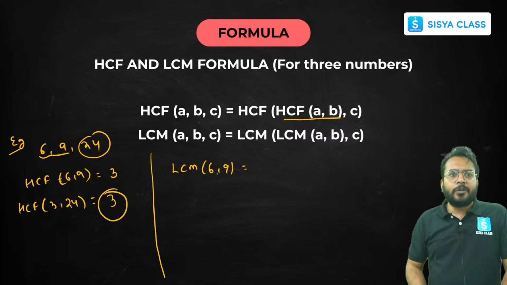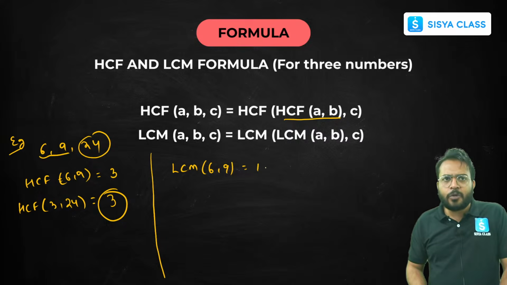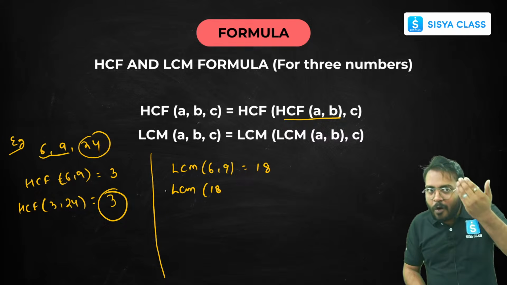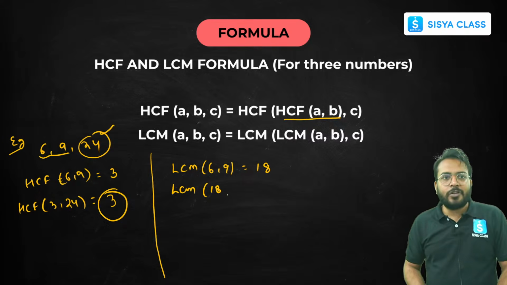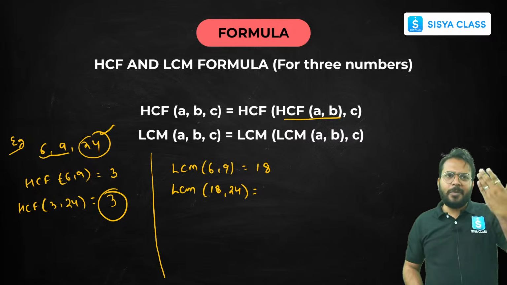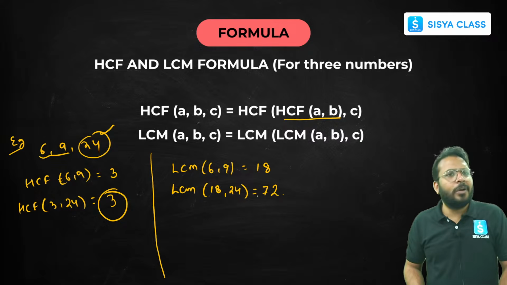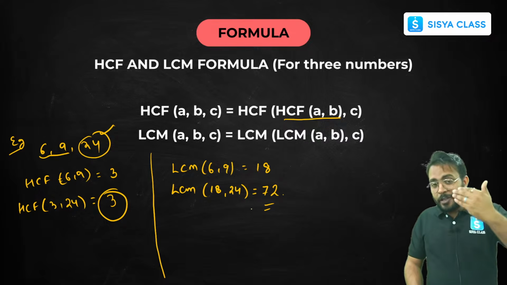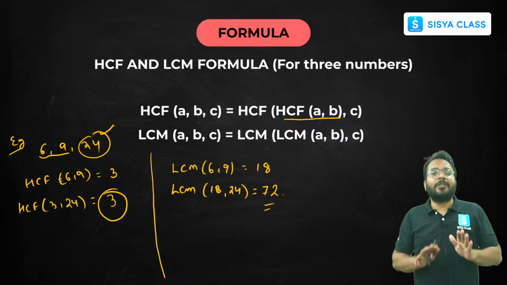Fine. So for 6 and 9, what is going to be the LCM? The LCM is going to be 18, right? And now, what is going to be the LCM of the LCM which you got and the third number, 24? So the LCM of 18 and 24 is going to be 72, all right? 18 into 4 and 24 into 3. So 72 is going to be the LCM. Understood? In this way, you can find the LCM and HCF of three numbers.